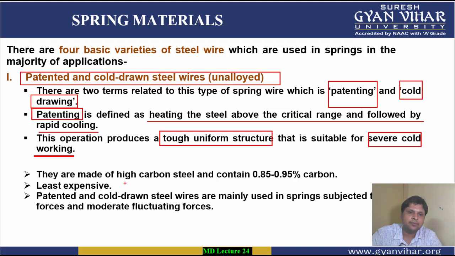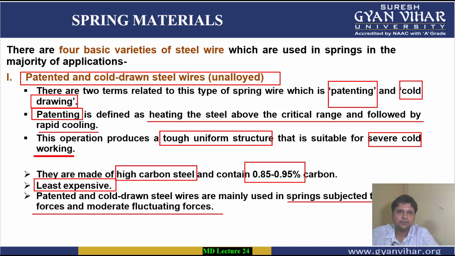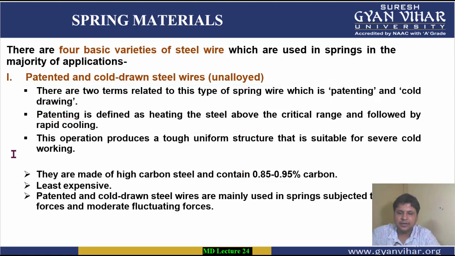They are made from high carbon steel, all right, and contain 0.85 to 0.95% of carbon, and they are also the least expensive among all the spring materials. Patented and cold drawn wires are mainly used in springs subjected to static forces and moderate fluctuating forces. All right, so this was your patented and cold drawn wire, which is formed by the process of patenting, in which at high temperature the steel is heated and then it is rapidly cooled, and it is generally used for moderate fluctuating forces and when the spring is subjected to static load, and it is the least expensive among all.